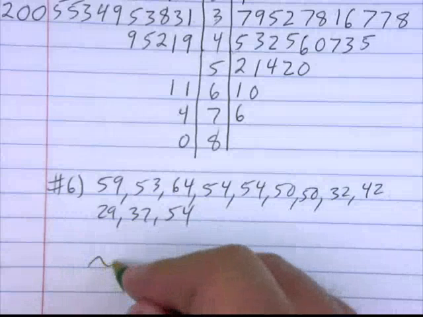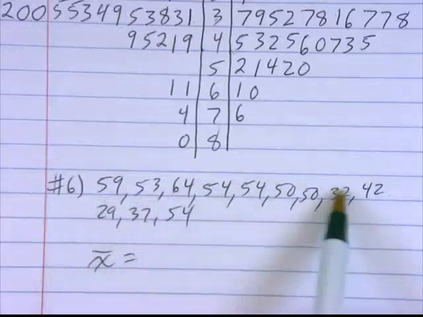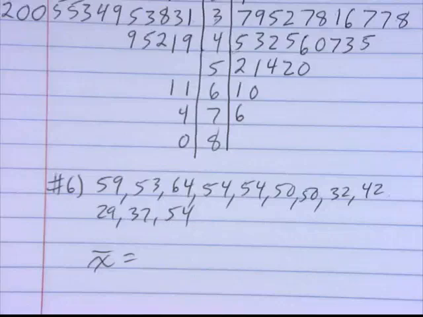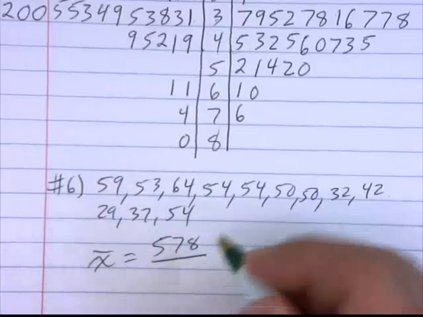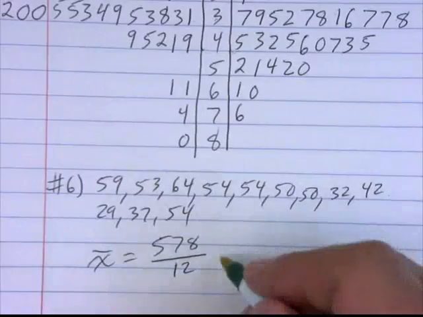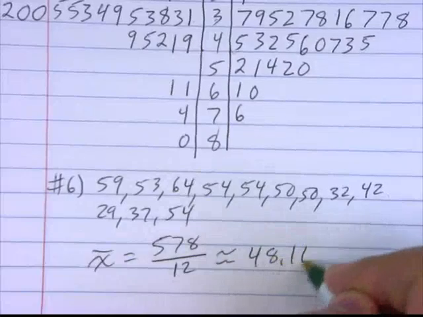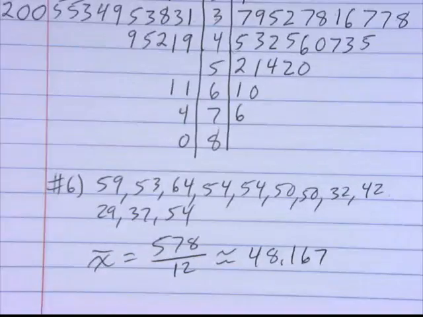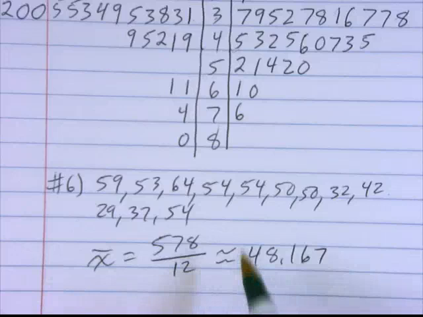Now, one way we could do that is we could say, all right, our mean is we're going to add up all of these numbers. So if I add up all those numbers, 59 plus 53 plus 64 plus 54 plus 54 plus 50 plus 50 plus 32 plus 42 plus 29 plus 37 plus 54, I get 578. And we had 12 seasons, so we're going to divide that by 12. And that's going to come out to be about 48.167. And that's our mean.